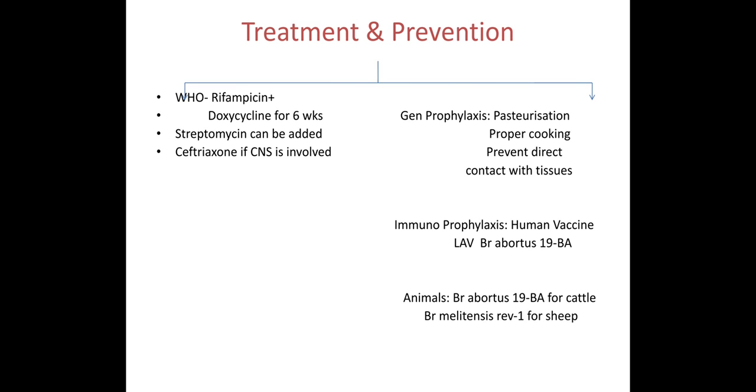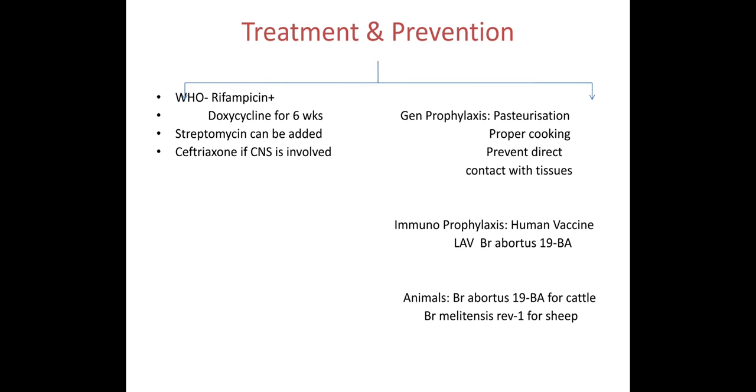Now you know how brucellosis presents, how to suspect clinical brucellosis, and how to confirm it in the laboratory. Now how do you treat a case of brucellosis? The WHO regimen is treating with rifampicin and doxycycline for a period of 6 weeks. Streptomycin can be added for 6 weeks again. Ceftriaxone if CNS manifestations are there.